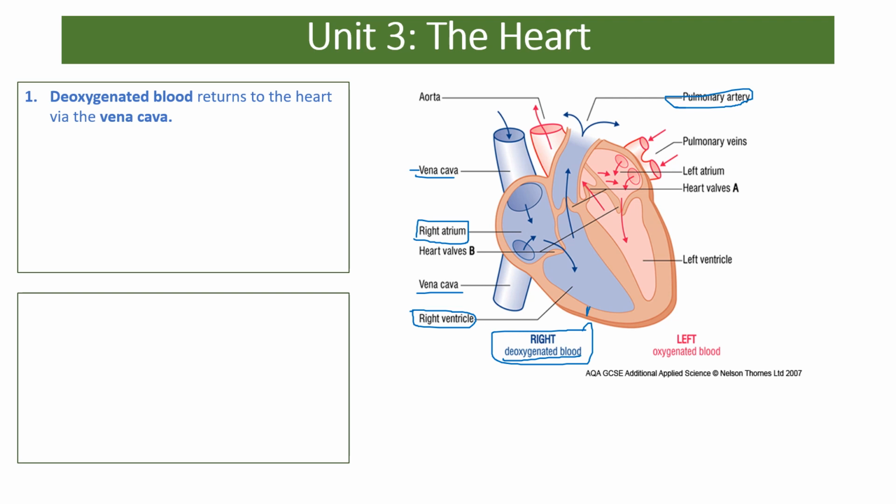And on the left hand side, the blood comes back in via the pulmonary vein, and the left hand side carries oxygenated blood. So the left hand side, it comes back via the pulmonary vein, goes into the left atrium, and then it goes into the left ventricle before leaving to go around the rest of the body by the main artery in the body called the aorta.